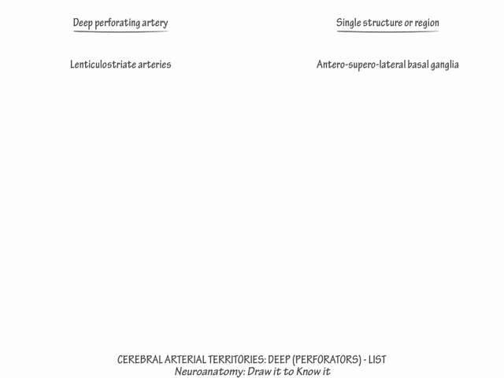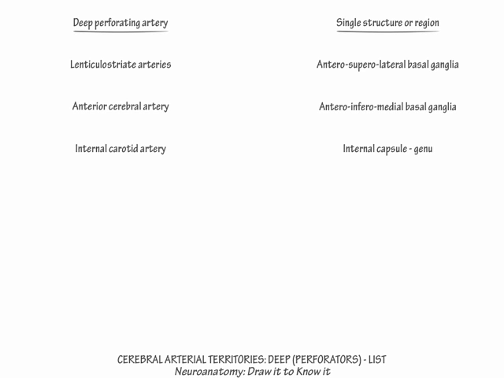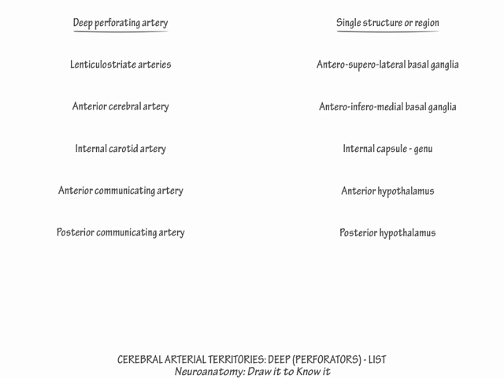The anterior cerebral artery supplies the antero-infero-medial basal ganglia region. The internal carotid artery supplies the genu of the internal capsule. The anterior communicating artery supplies the anterior hypothalamus. The posterior communicating artery supplies the posterior hypothalamus.